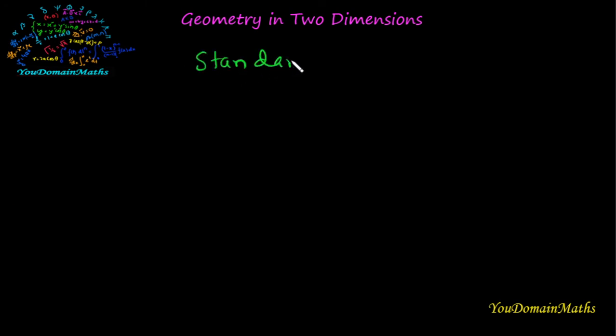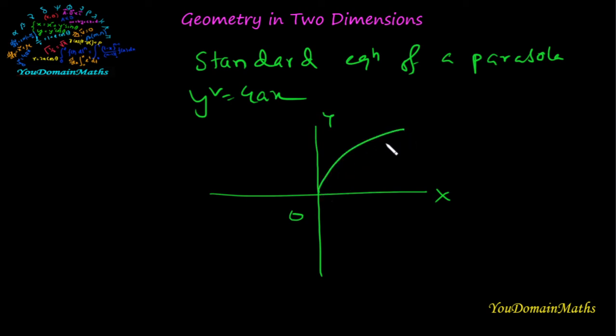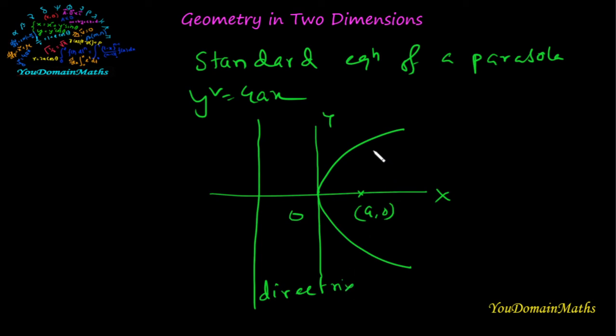So the standard equation of a parabola can be written as y square equal to 4ax, and this is the figure of the parabola, with x, O, and y. This is a. Take any point P on the parabola, that means P of x comma y.